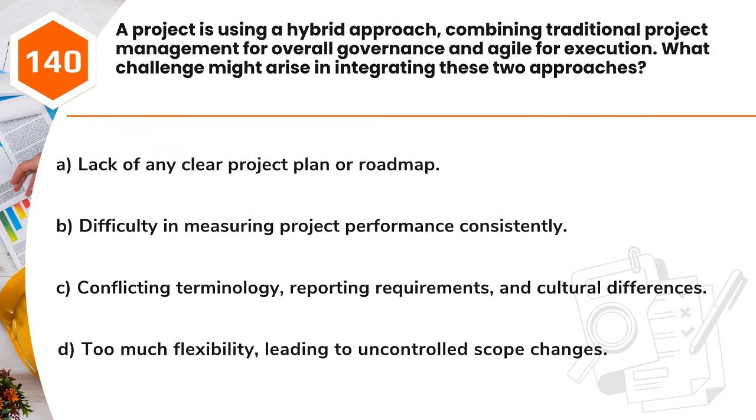Question 140. A project is using a hybrid approach, combining traditional project management for overall governance and Agile for execution. What challenge might arise in integrating these two approaches? A. Lack of any clear project plan or roadmap. B. Difficulty in measuring project performance consistently. C. Conflicting terminology, reporting requirements, and cultural differences. D. Too much flexibility, leading to uncontrolled scope changes.